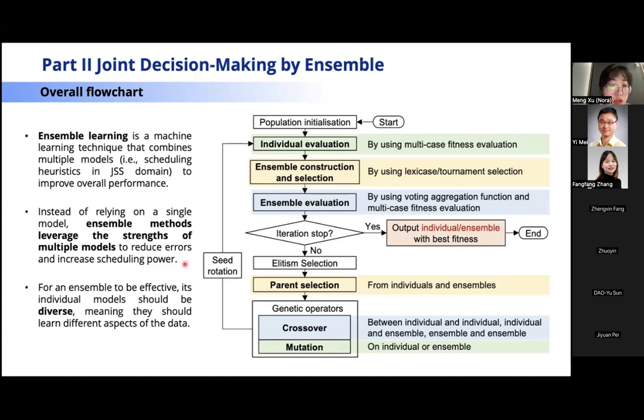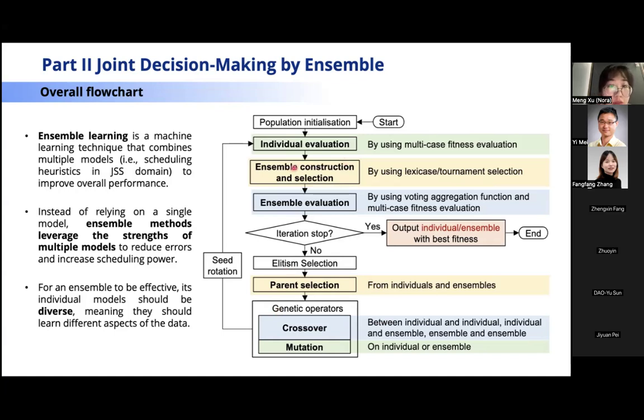scheduling power. So for an ensemble to be effective, its individual models should be diverse, meaning they should learn different aspects of the data. Actually, if all models in an ensemble make the same decisions, combining them provides no benefits. So that's the reason why we expect individuals in an ensemble to perform differently from each other. And also a diverse set of models will reduce overfitting to specific patterns in the training data. So this can lead to better performance.